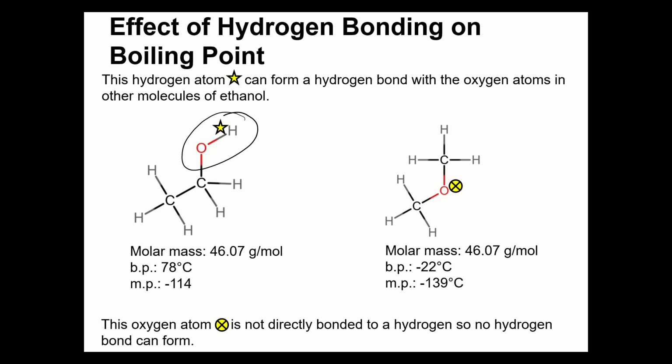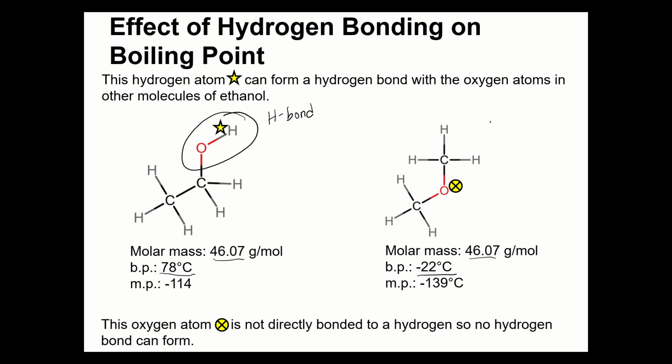So that can experience hydrogen bonding, and we see that it has a boiling point of 78 degrees Celsius. Now, these both have the exact same molar mass, so we would expect, based on the molar mass alone, that they would have very similar boiling points. But you can see that that's not the case. Diethyl ether on the right has a significantly lower boiling point because none of those hydrogens are directly bonded to that oxygen.